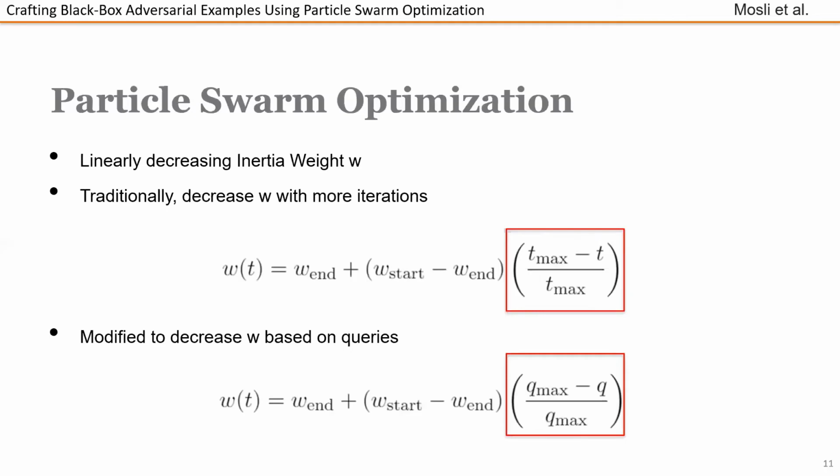Regarding the inertia weight w, it is assigned a start value and an end value. Traditionally, w is linearly decreased from start to end according to a number of iterations. In the case of adversarial example crafting, however, we believe it makes more sense to decrease w according to the query budget allowed for the attack. We thus substitute Tmax and T in the original equation, which stand for the maximum allowed iterations and the current number of iterations, with Qmax and Q, which are the query budget and the currently used number of queries.